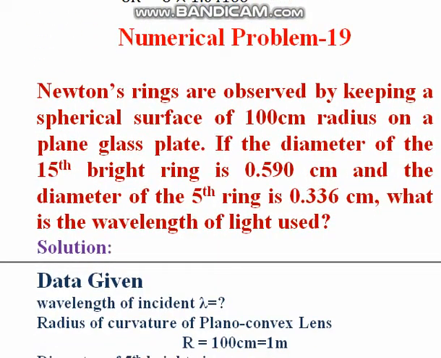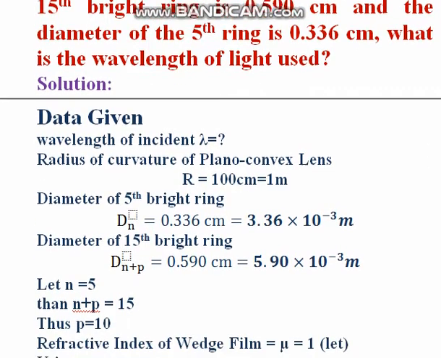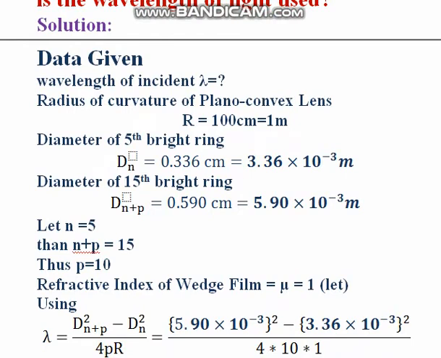Problem 19. Newton's rings are observed by keeping a spherical surface of 100 centimeter radius on a plane glass plate. If the diameter of the 15th bright ring is 0.590 centimeter and the diameter of the 5th ring is 0.336 centimeter, what is the wavelength of light used? We have to calculate the wavelength of light. Whenever there are two bright rings in the given data, we always use the formula lambda equal to dn plus p square minus dn square over 4pr.